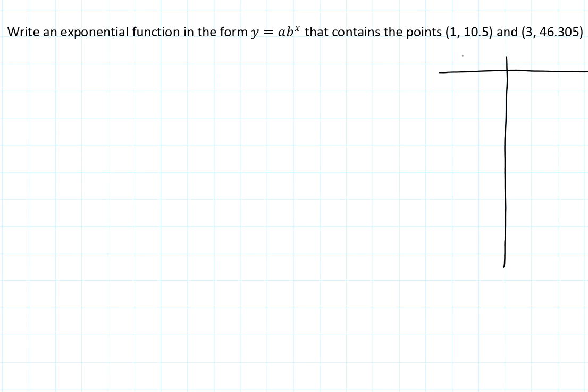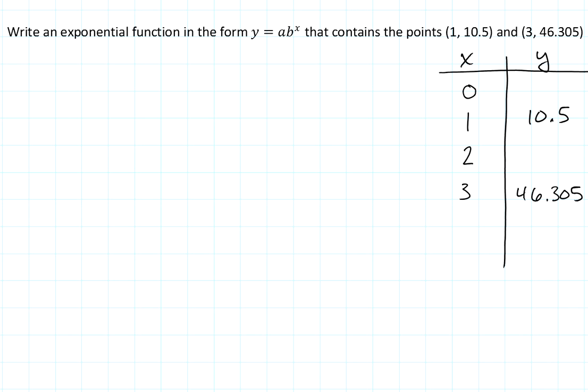If I look at this as a multiple representation, let's look at a table of values. Here's some x's and here's some y's. I don't know what y is when x is 0, but I do know when x is 1 that I hit the number 10.5. I don't know what value I get when x is 2, but I do know that when I get 3, I should get 46.305. So I've been setting these up like a system of equations, where I write everything in except for the a and b, and I solve for a and b.